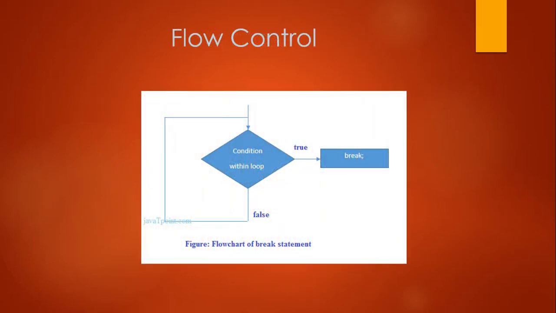Here is the flow control of the break statement. First, the condition within the loop is checked, and if it is true, then the break statement will execute. After the break statement executes, the whole loop will terminate. And when the condition is false, it goes inside the loop once again until the condition becomes true.